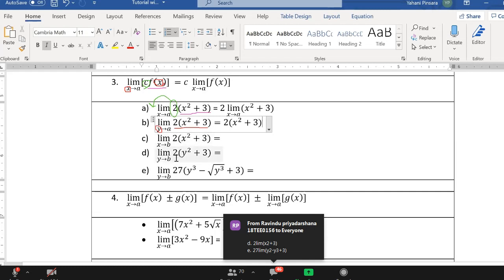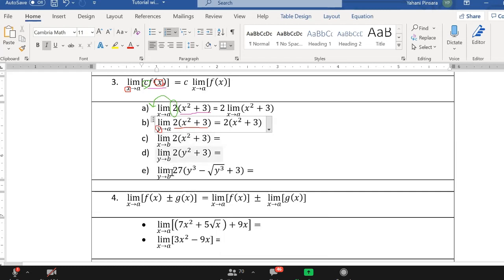So I think you can answer these things correctly. Ravindo has answered it correctly, and Devagoda also answered it correctly.